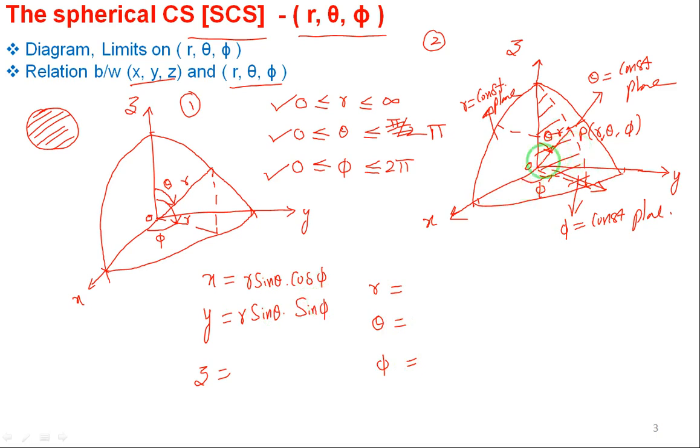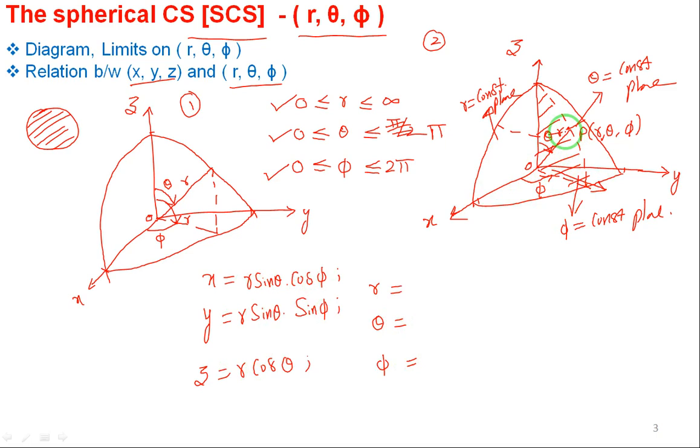Then z, how to find out z? See, from origin to this surface of the sphere, this is r, and it is making angle theta with respect to z axis. So z is equal to r cos theta by geometry, z equal to r cos theta. If I know the value of r, theta, phi, I can calculate x, y, z. Then if I know x, y, z, how to calculate r, theta, phi?